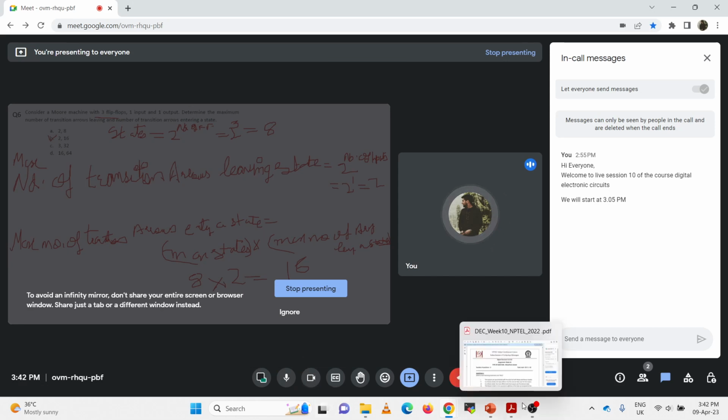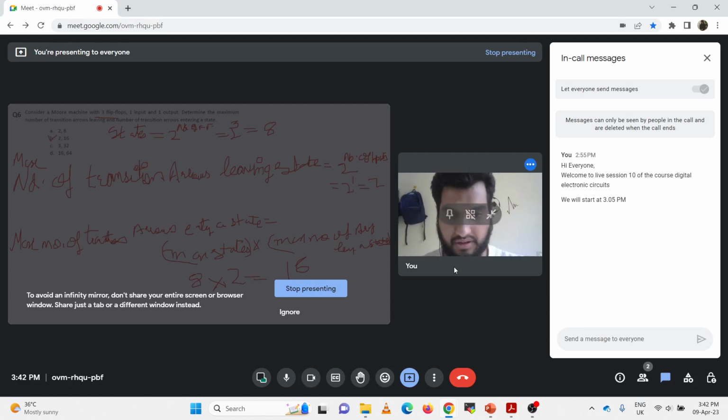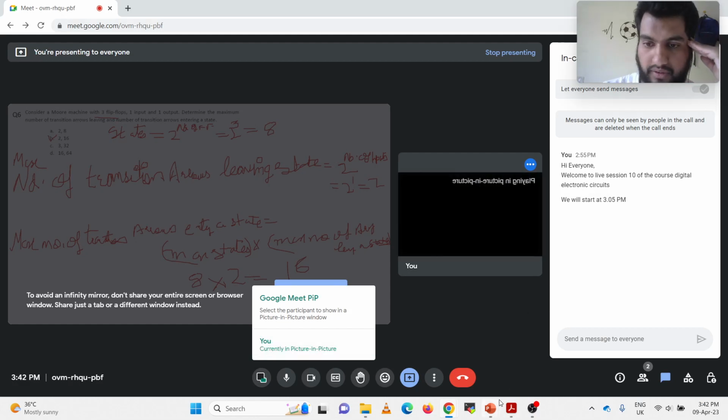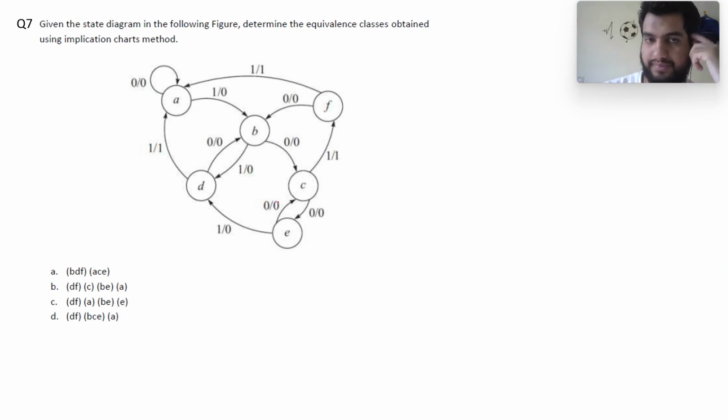So let's resume. So far we have discussed 6 questions. Now we will discuss question number 7. Let me put the camera here first. Question number 7 states that given the state diagram in the following figure, determine the equivalence classes obtained using the implication charts method.